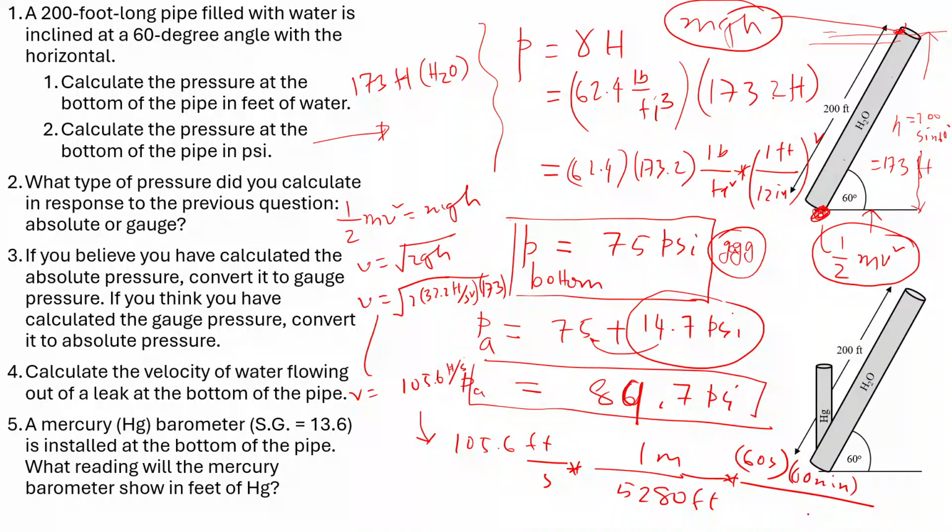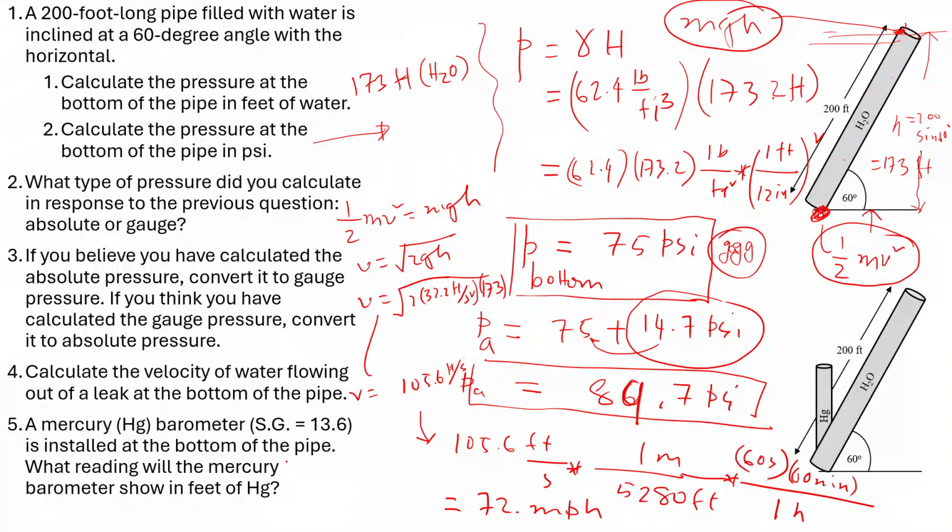So if you convert this, this many seconds is actually 1 hour. If you put it in miles per hour, it's going to be approximately 72 miles per hour, which is pretty large.